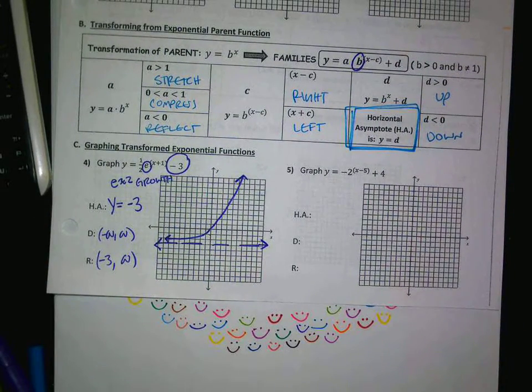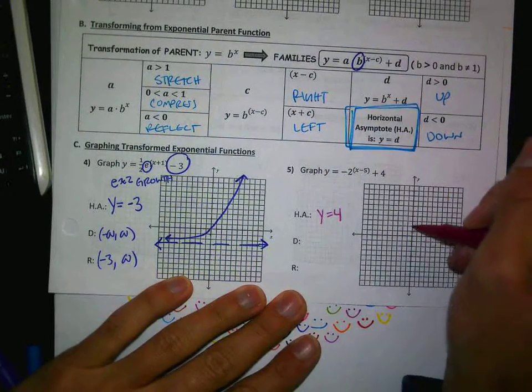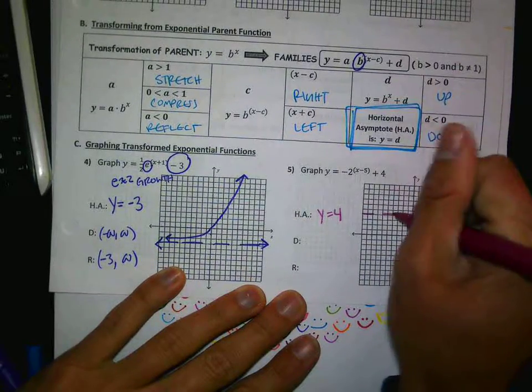So start with the asymptote. Where is my asymptote going to be at? At 4. Very good. Horizontal asymptote is going to be at 4. 1, 2, 3, 4.